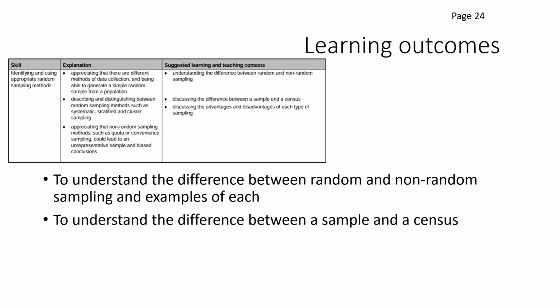Now you should understand the differences between random and non-random sampling and give examples of each. And you should understand the difference between a sample and a census.